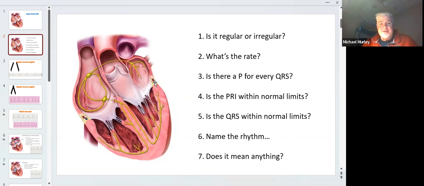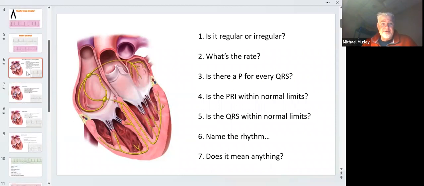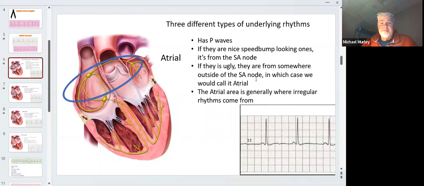This is important. There's 3 zones of the heart that can generate an impulse. It's either atrial, junctional, or ventricular. So if there's not a P wave for the QRSs, then it cannot be a sinus rhythm or an atrial rhythm. There's a super easy, basic way to learn rhythms, and that is, if there is a P wave that's associated with that QRS complex, it's atrial in origin. If it's a nice little speed bump, that means it's a sinus rhythm. But if it's a weird looking P wave, then it's going to be an atrial rhythm.